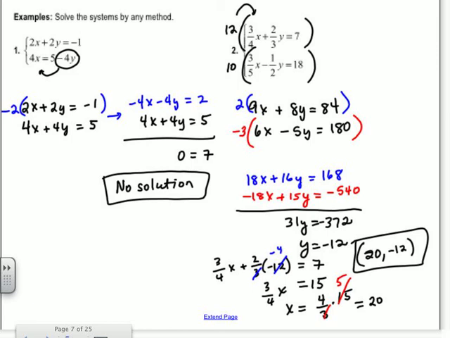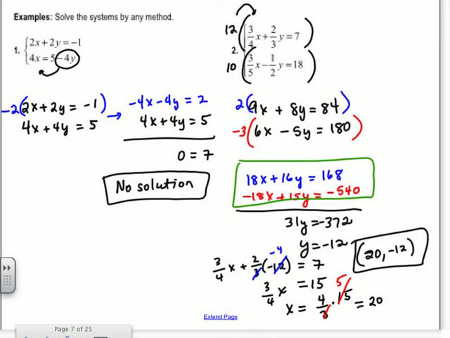Could you also plug it into one of those? Yep, you can plug it wherever you want to. So if you don't like the fractions, you can plug it into 9x plus 8y equals 84, or 6x minus 5y equals 180, or like you're saying, the 18x ones. I usually try to find the ones with the smallest numbers, though, so it's not as hard to multiply.